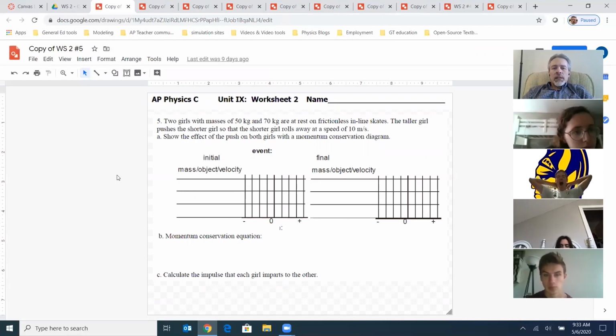But in this case, we have two girls facing one another on skates, standing next to one another, and then all of a sudden they push off one another. You're supposed to write the conservation of momentum equation, and then I'd like you to calculate the impulse that each girl gives the other one.